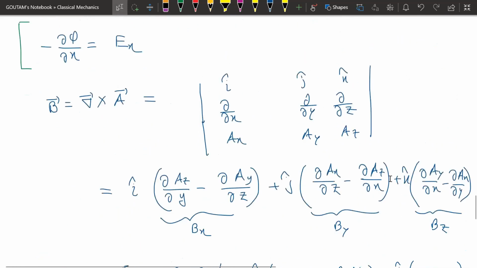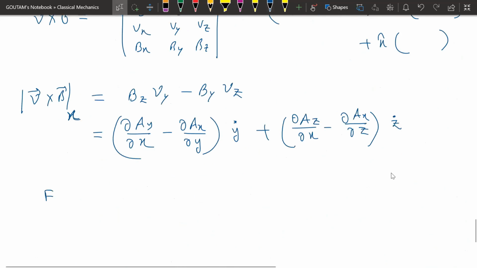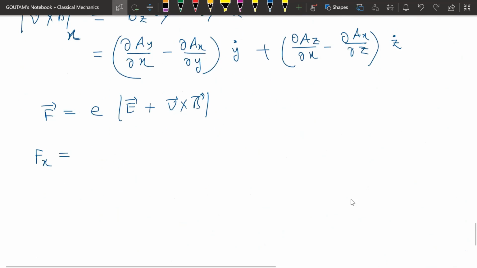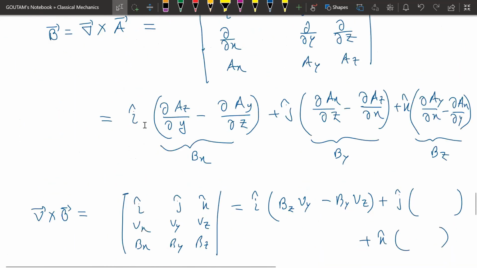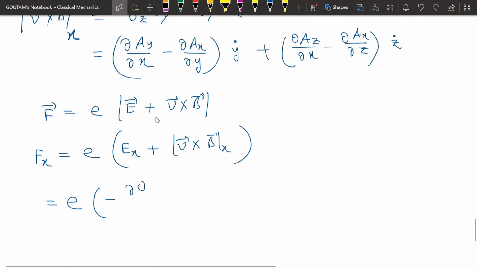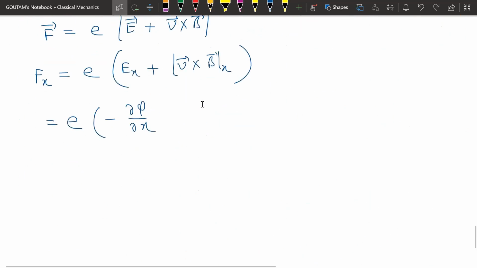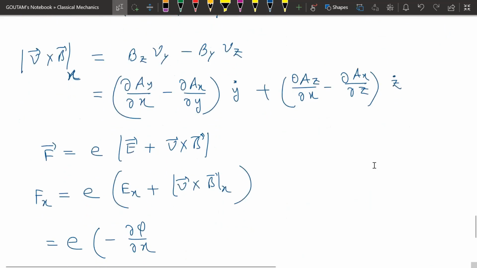Then we know that the Lorentz force F is e times capital E plus V cross B. So the x component of this Lorentz force, which we term as Fx, will be Ex plus the x component of V cross B. And what we got is the x component of electric field, which is minus del phi/del x, plus the x component of V cross B. From this equation, we can get plus del Ay/del x minus del Ax/del y.